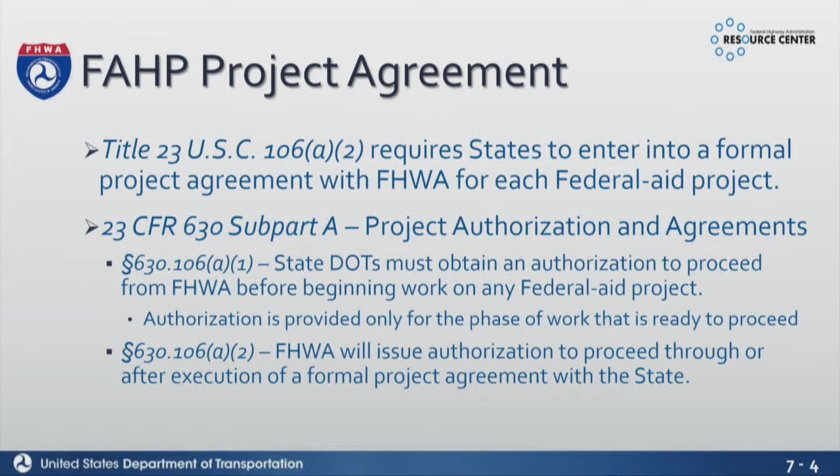Then 106(a)(2) basically says that we're going to issue an authorization to proceed through or after execution of the formal project agreement with the state, and that's basically referring to FMIS, that FMIS project agreement. A lot of people think FMIS is just a federal system. The F in FMIS stands for fiscal. That's all true, but that is our official project authorization. So it's very important. That's what we use in Federal Highway to identify those start dates and end dates, that you're ready to start working on a project. So FMIS is our official authorization program.